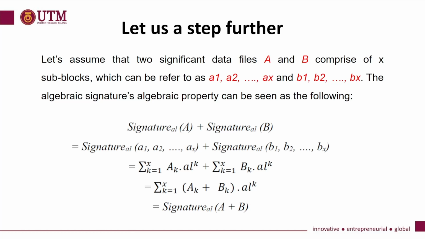As you can see from here, we have tried to create the algebraic signature of A and B. Then A and B have been divided into sub-blocks, and the algebraic signature is created. And from here, A and B are taken common, and altogether make a single algebraic signature of the two files. So from here we can see that the two large data blocks of A and B have been compressed into a small string of signature A plus B.